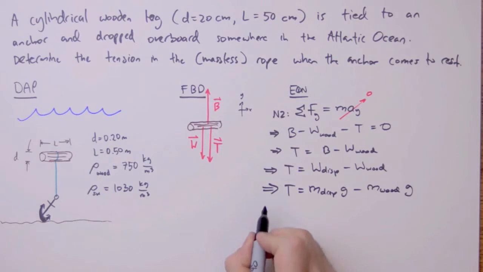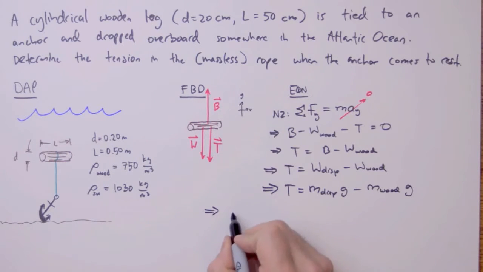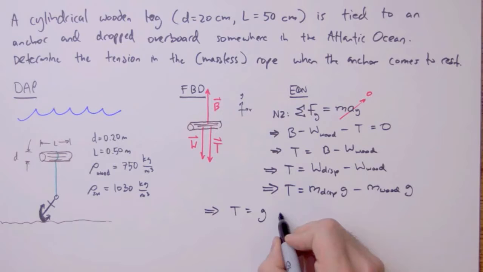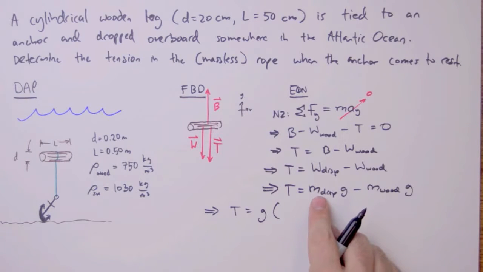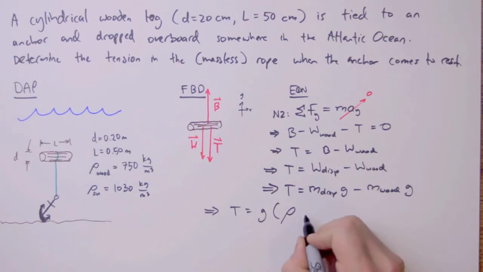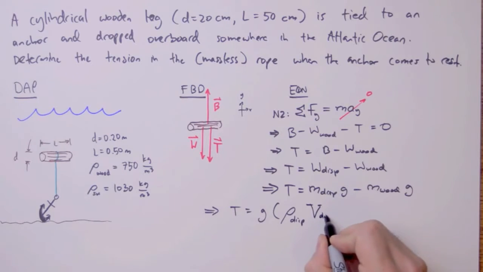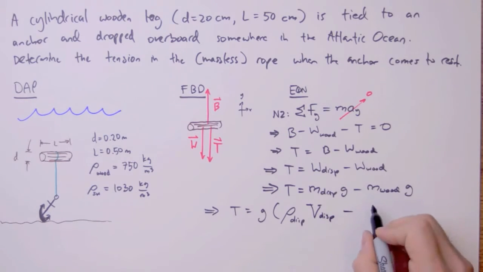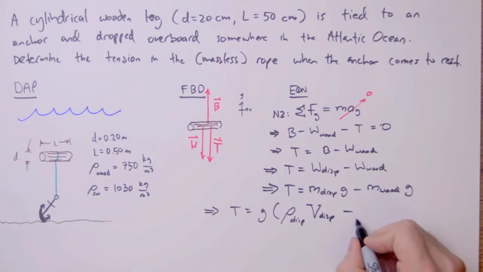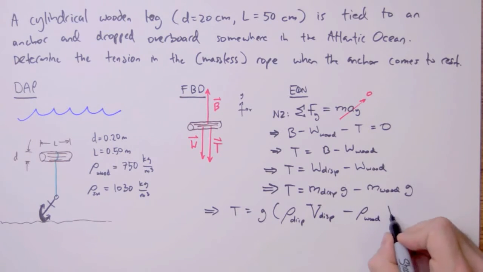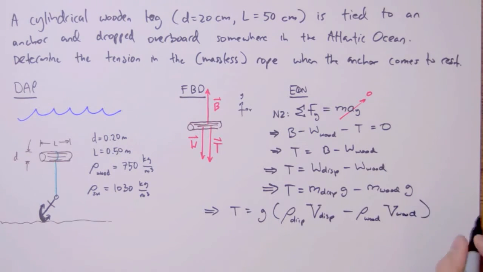I'm going to factor out g for both sides. And for the mass of the displaced fluid, I am now going to use the density of the fluid times the volume of the displaced fluid. And I'm going to do the same thing for the wood.